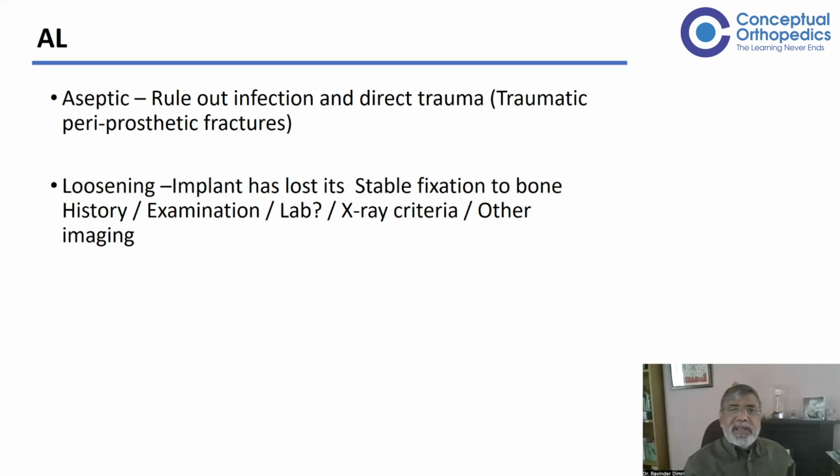So you need that history, then an examination, then you do some lab tests. Mainly the lab test is to rule out infection, although nowadays we're getting some more blood tests to see whether it's causing osteolysis. So there are markers for osteoclasts and osteoblasts.